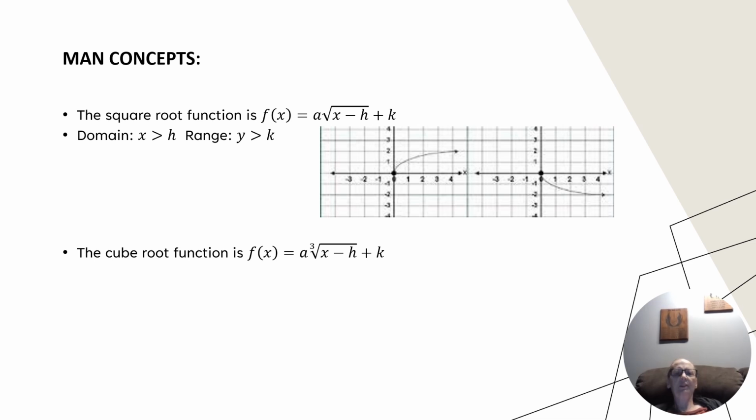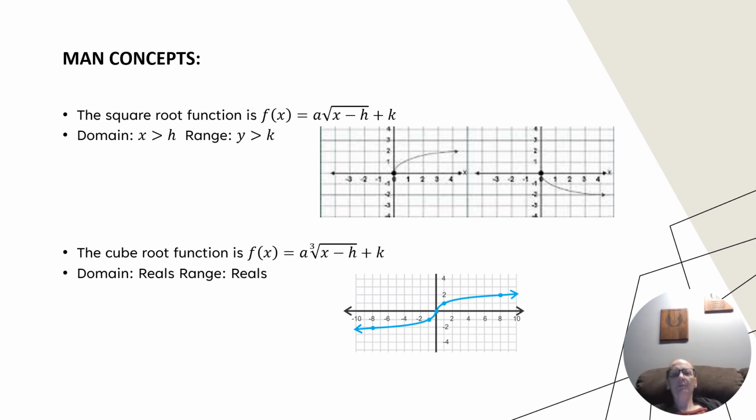The cube root function is the same, but with a cube root rather than a square root, sorry. And then the domain and the range are all reals. So it basically looks like the cube function except it's turned on its side. And that's the only difference there.